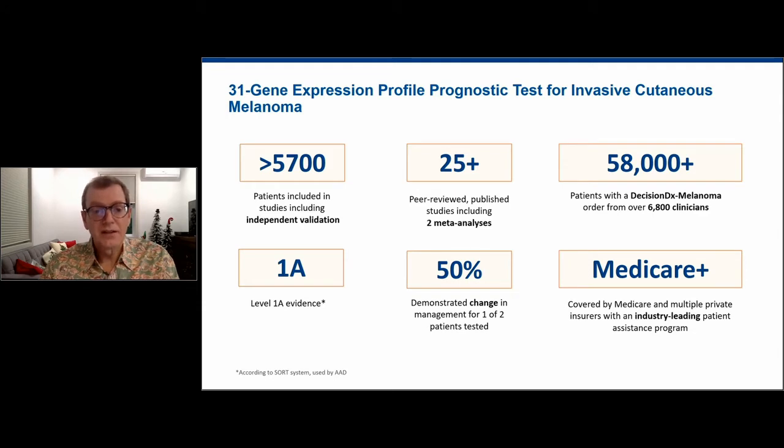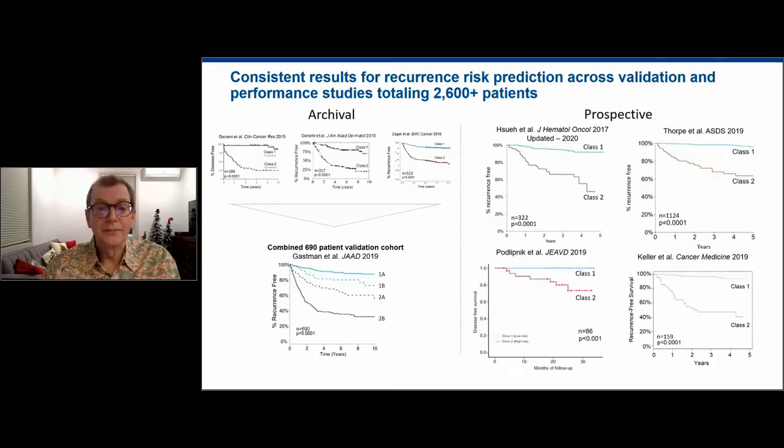And then meta-analyses have recently shown that this gets a 1A level of evidence, which is supported by high-quality evidence at a high-level recommendation when using sort criteria. So this is the 2,600 patients that have been involved in recurrence risk, looking at both archival specimens as well as prospective studies. If you look here at the top left, what you see is Dr. Padram Garami's initial 2 papers, which defined this test and showed its utility in thin melanomas as well as in thicker melanomas. Jonathan Zager's multi-center cohort also is shown here.